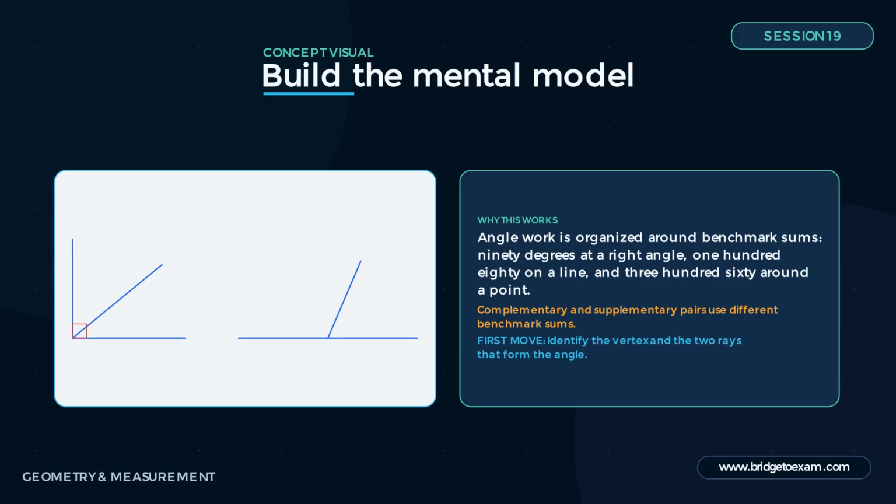First, identify the vertex and the two rays that form the angle. Second, choose the correct benchmark sum, 90 degrees, 180 degrees, or 360 degrees. Third, write an equation that includes every part of the benchmark angle. Finally, solve and compare the answer with the sketch's acute or obtuse appearance. Do not skip the final check simply because the calculator produced a number.